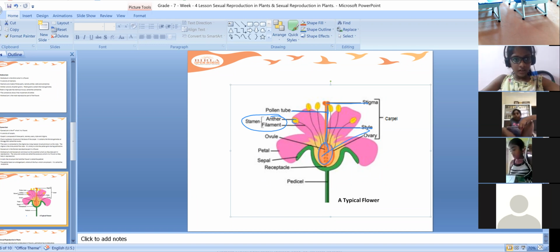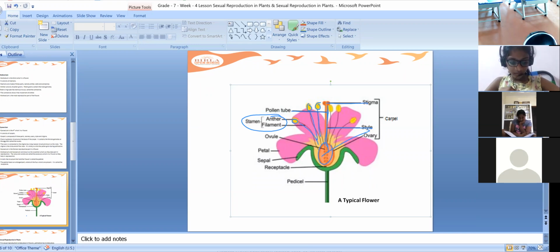Ma'am, then what about the other parts of a typical flower? Yes. In the male reproductive parts there are the stamen and the filament, and in the female, the carpel: stigma, style, ovary. And there are some more parts, like the petal, sepal, and pedicel. These parts come under?